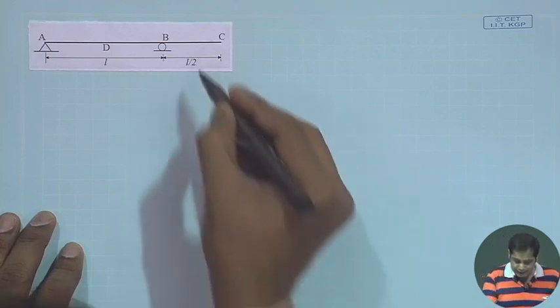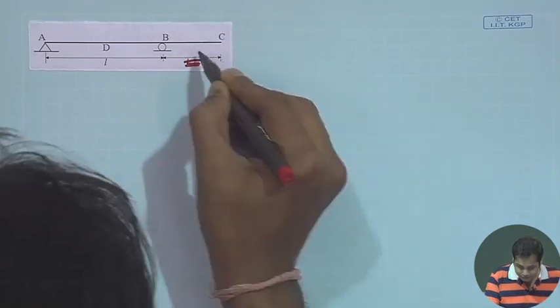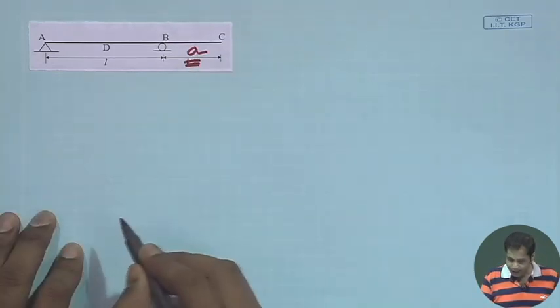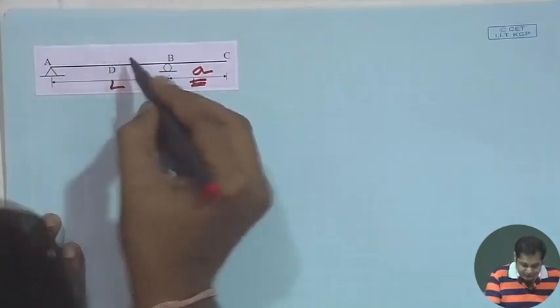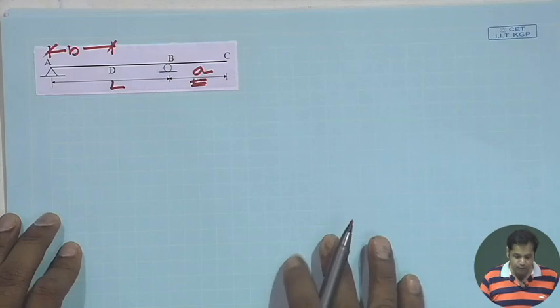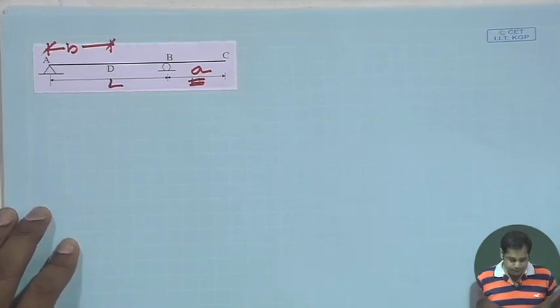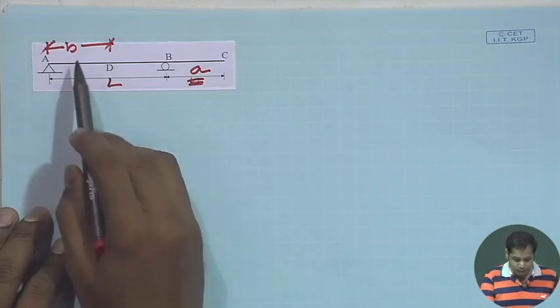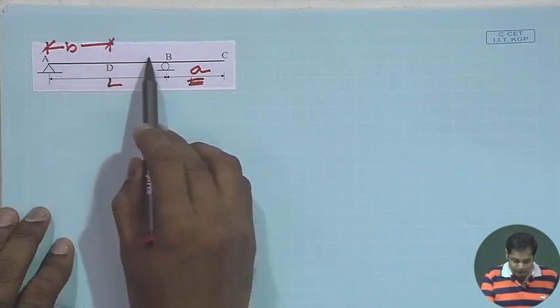Let us slightly change this value, not L, and make it more general. Say this is A and this is L, and let us take D at an arbitrary distance B, so that the influence line we get is more general. Now, again we need to consider three cases: when the unit load is between AD, then DB, then BC.